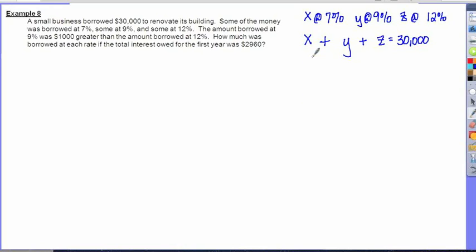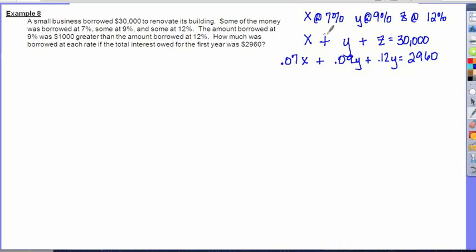Now let's write an equation dealing with the percentages. So we had 7% times that amount of money plus 9% times that amount of money plus 12% times that amount of money, and that's going to equal the total amount of interest that we owed for that year, which was $2,960. So the first equation was for the amount of money that we borrowed, and this second equation dealt with just interest. So the third equation, the amount of money borrowed at 9%.